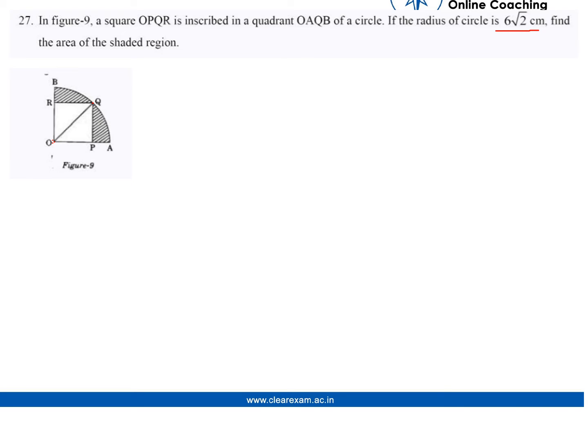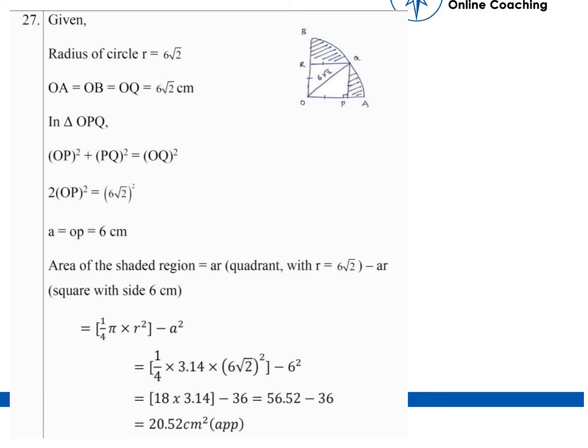So we know that the diagonal of a square is a root 2. So we can write the diagonal as a root 2 equal to 6 root 2. So we can cancel root 2 on both sides and we get a equal to 6. So the side of the square, OP or OR, is equal to 6.